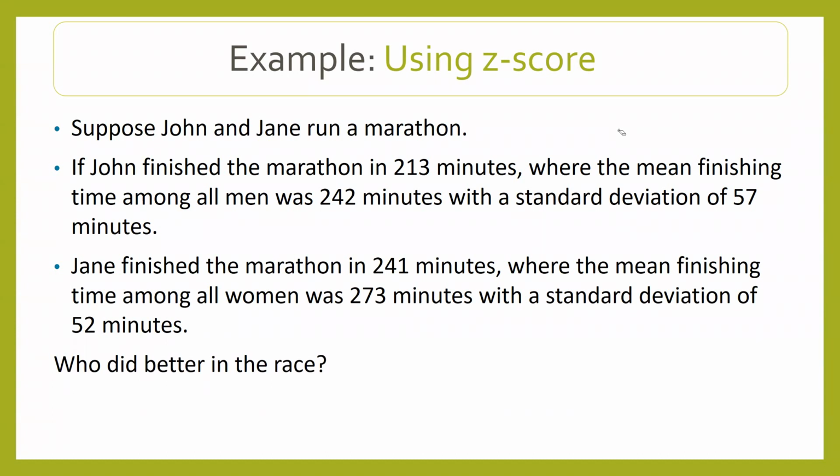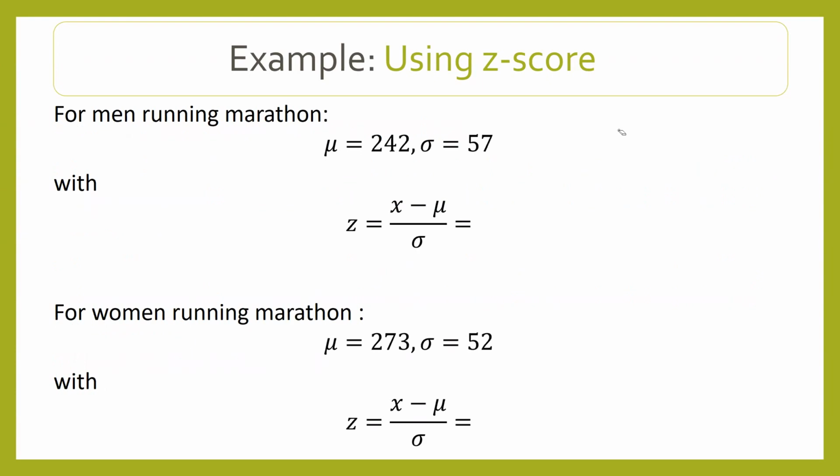Because Jane spent more time than John, one can quickly rush into the conclusion that John did better. But let's find out using z-score. This is one of the importance of z-score in deciding this. The same way we can compute the z-score for all men: x minus 242 divided by 57. We can do the same thing here: x minus 273 divided by 52.